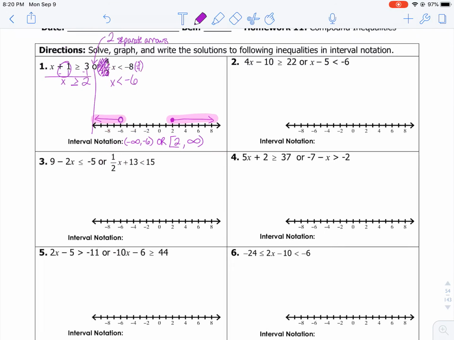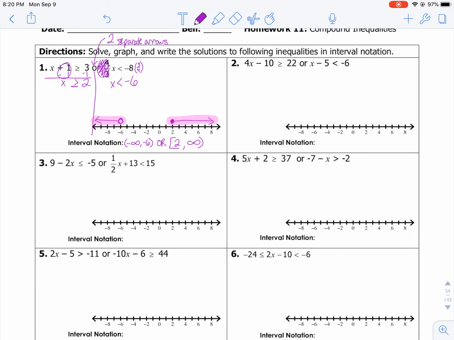So I want you to pause the video. I want you to work number 2, 3, 4, and 5. These are all examples with OR, having two separate arrows. Remember that when we divide by a negative, we flip the sign.